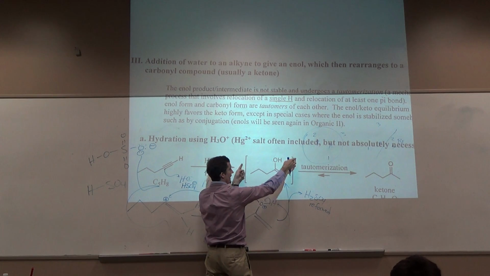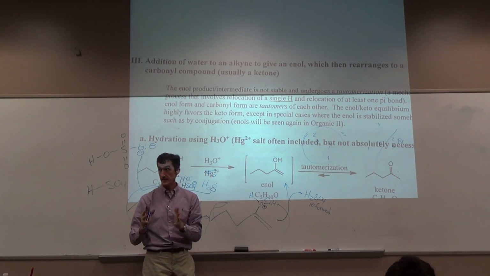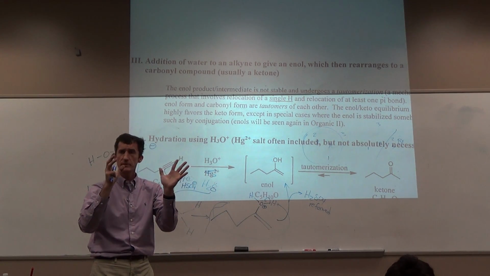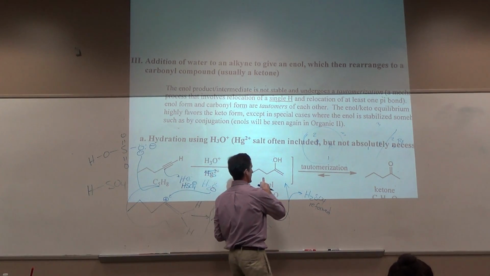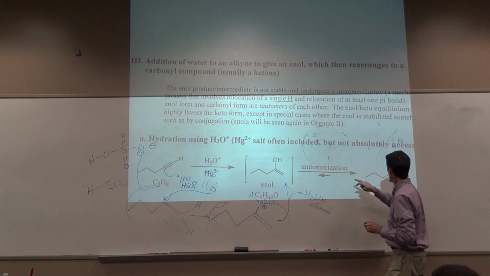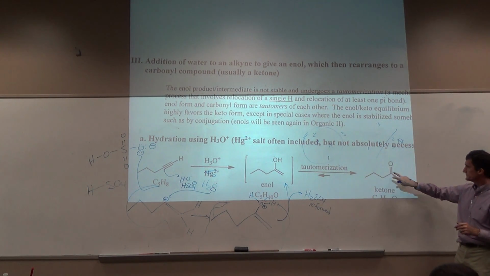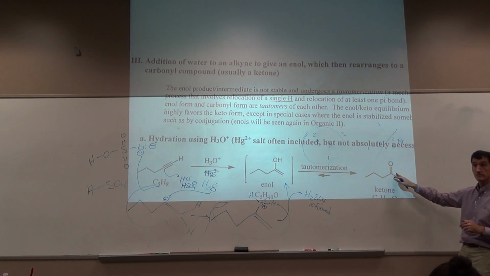When you see things in brackets, that means it's not isolated. It's a structure that's sort of formed, but then it quickly moves on and does something else. It tautomerizes to what type of functional group? It's a ketone, right? It's the first time we made a ketone.